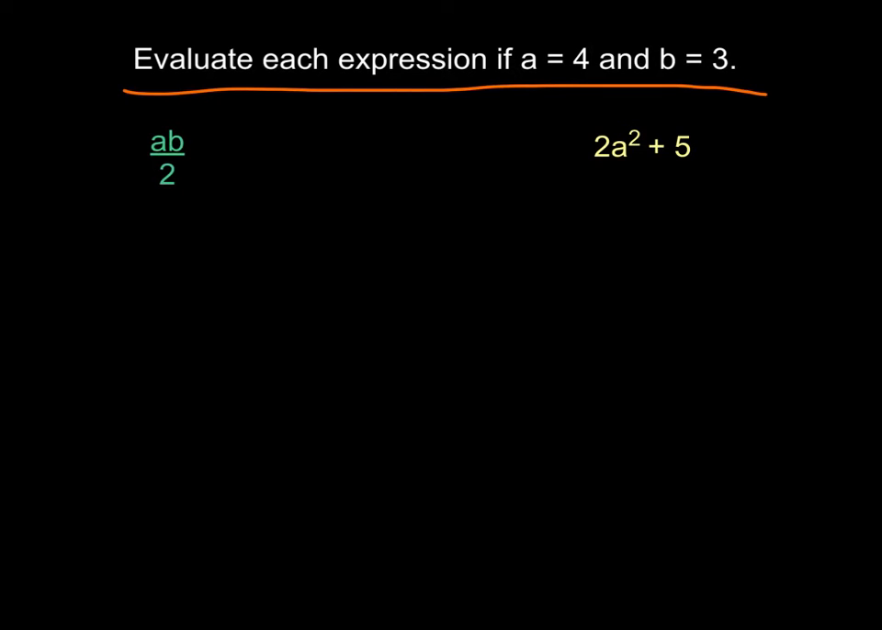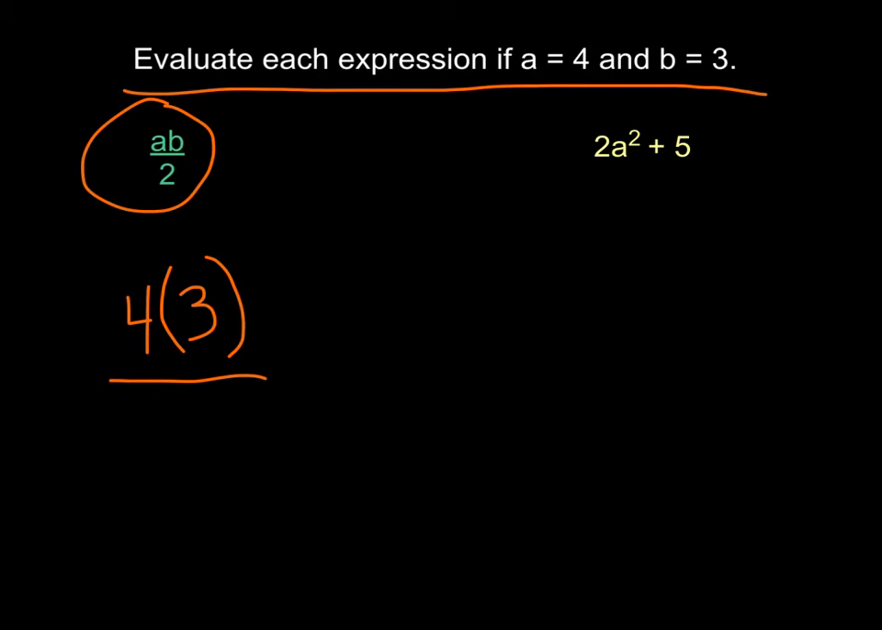So these are two separate problems. Let's do this one first. I see that a, the variable a, equals 4 and b equals 3. And I'm just going to do like this to show that I'm multiplying those, because remember, no sign means I multiply. Now remember, this is the fraction sign. You've learned that, but it's also the division sign. So I'm going to divide that by 2.